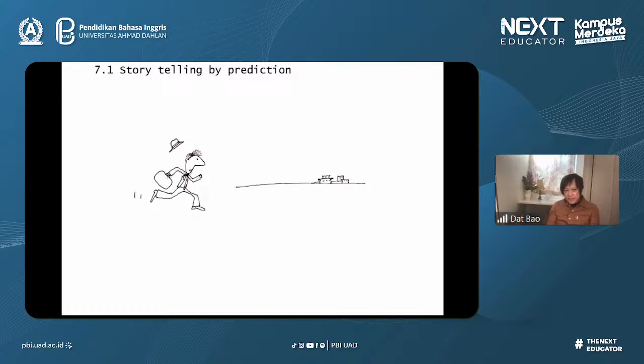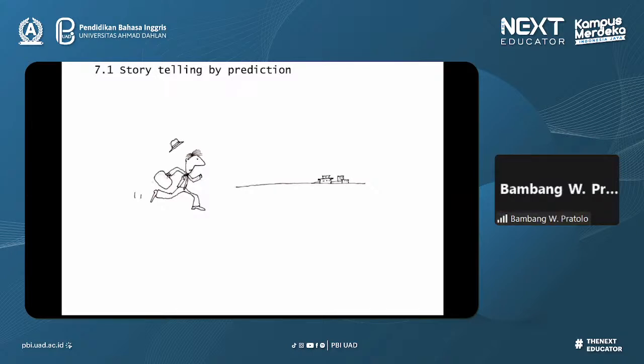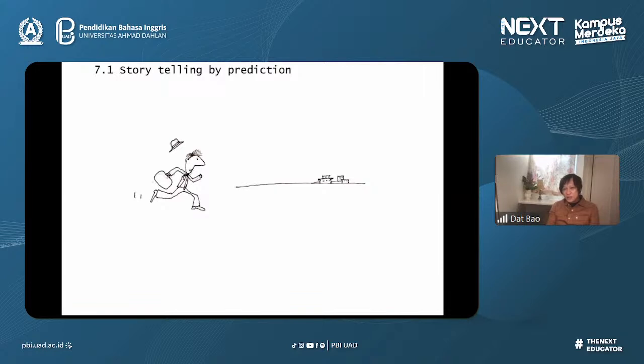Maybe you can tell me what's happening to this man. What is he trying to do? Why is he running? He's late for work. Yeah, he's late to the office. So he's running. Can you give me more possibilities? If not office, then what else could it be that he's being late for?